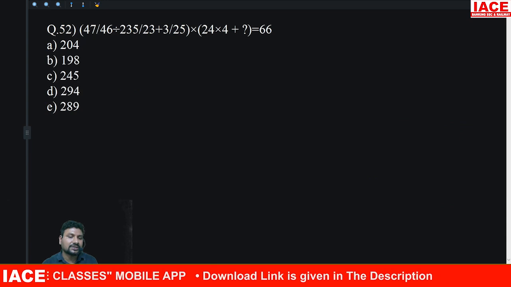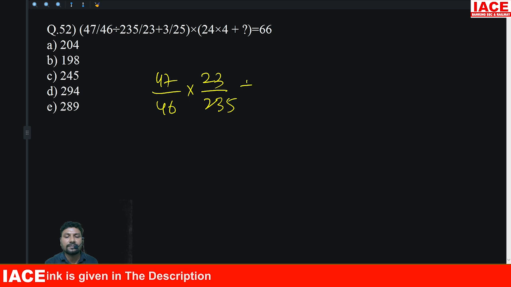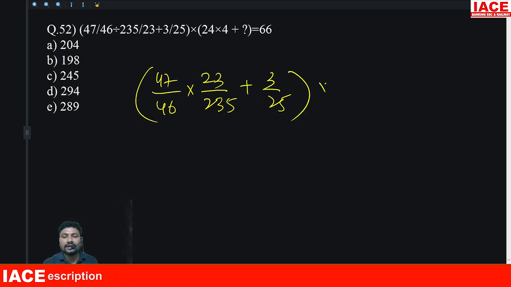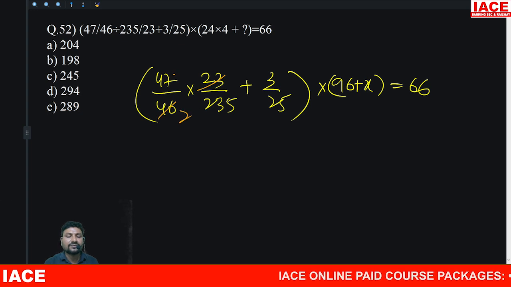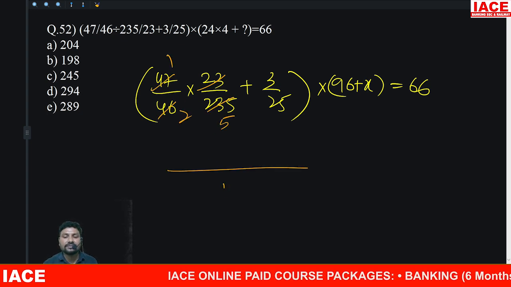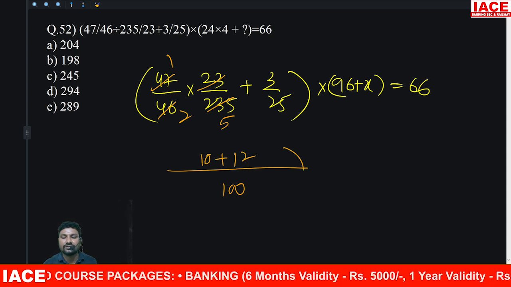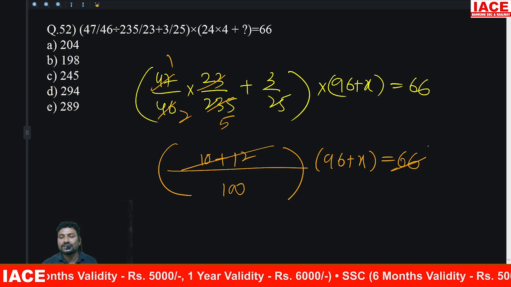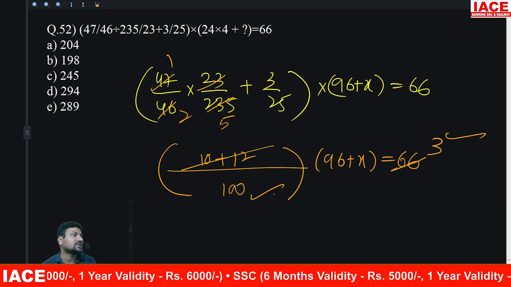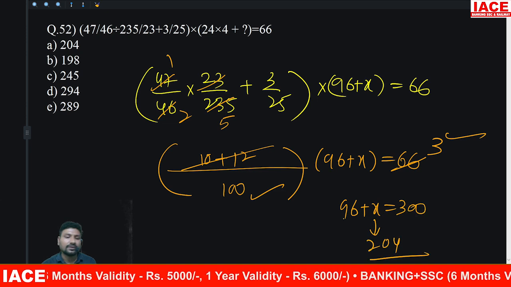Okay. So next one, 47 by 46 and multiply 23 by 235 plus 3 by 25 and into 24 4s are 96 plus x equal to 66. This is a question. Simplify the numbers. 23 2 times, 47 1s are 47, 5s are. LCM is 100. 2 5s are 10, 10 to 100 10 times and 25 to 100 4 times, 4 3s are 12. And which is equal to 96 plus x equal to 66. 22 to 66 3 times. 3 into 100 how much? 300. Then 96 plus x equal to 300. Then x equal to how much? 204, option A.